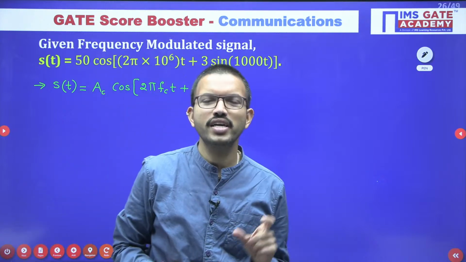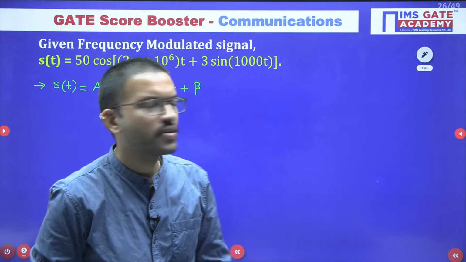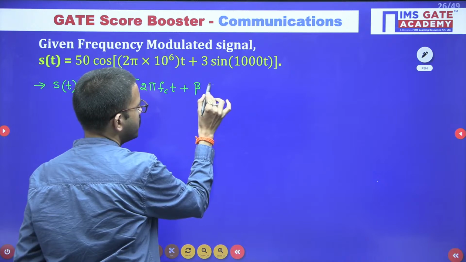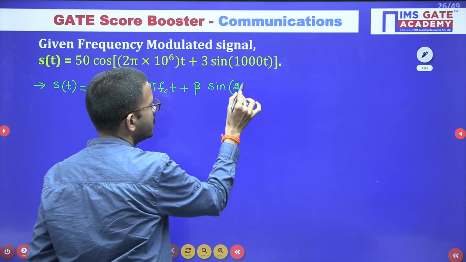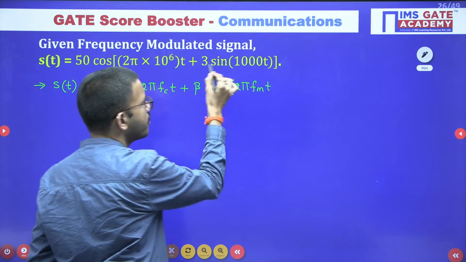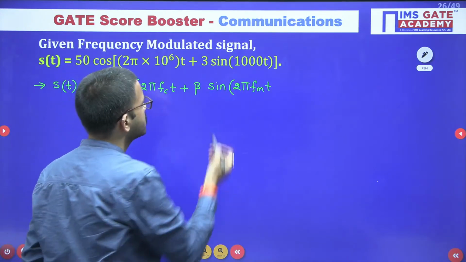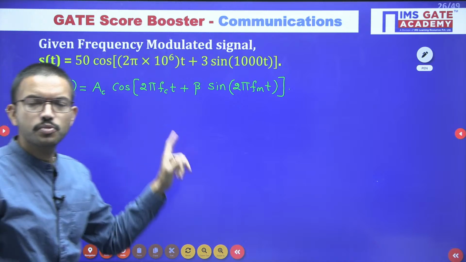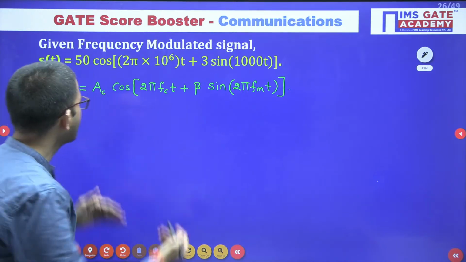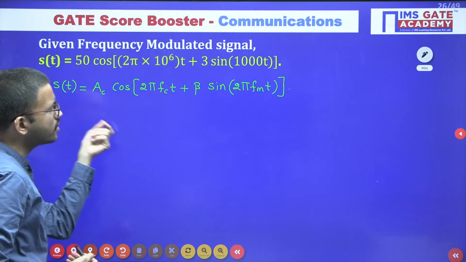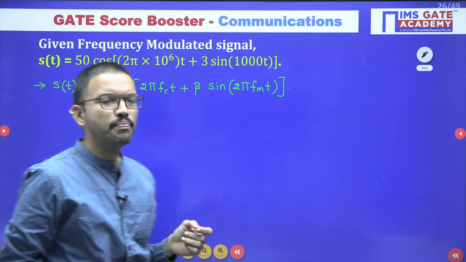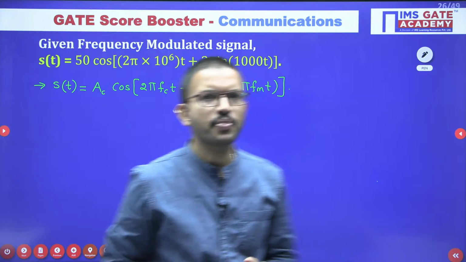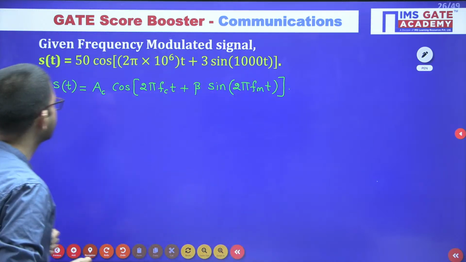In the AM signal, the modulation index is represented by mu, whereas in FM, we represent the modulation index with the symbol beta: beta sine 2 pi FM into t. Suppose if you have cos here, we'll represent it accordingly; since you have sine, S of t equals AC cos 2 pi FCT plus beta sine 2 pi FM into t. Now compare this equation with the given equation. From there, write each and every parameter, and after that, whatever they have given in the choices, we will find out among the given choices which are really correct.